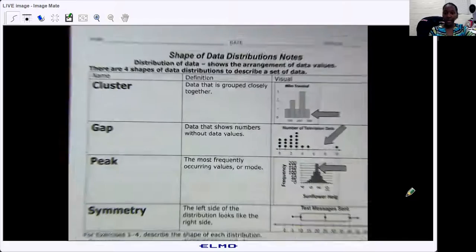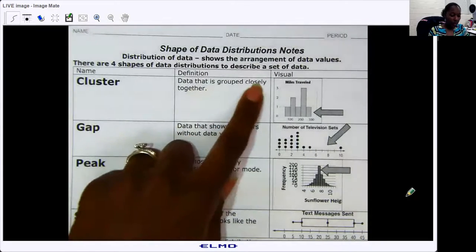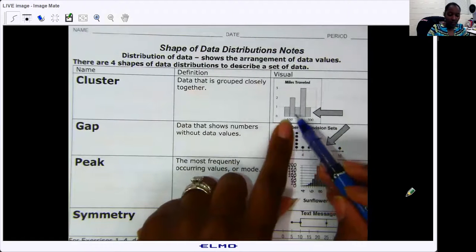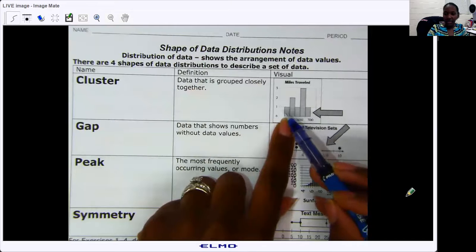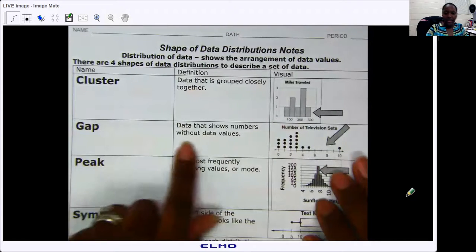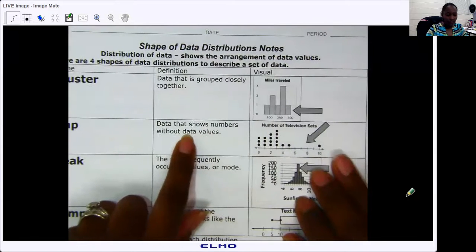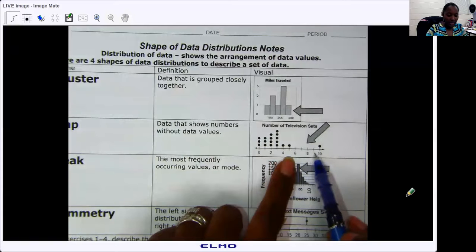Let me see if I can zoom in. There we go. All right, so cluster, the data that is grouped closely together. Notice in our histogram or bar graph, see how there's no gaps? There's no gaps in this data. Everything is close together. That is a cluster. Gap, data that shows numbers without data value. So notice right here, there's a gap in our data from 6 all the way to 9. There's nothing above those numbers. So there's a gap there, okay?